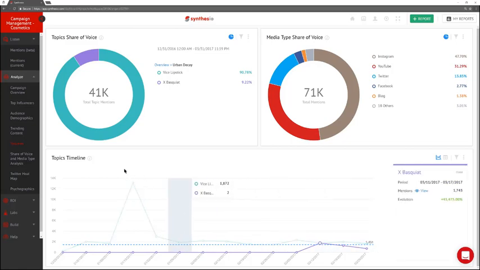This social data can be paired with ad data, so you understand not only how things are performing online, but also within the social landscape.